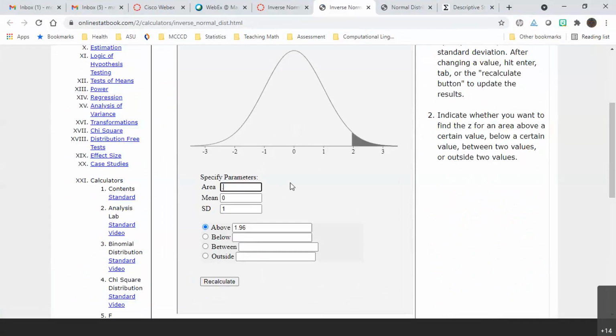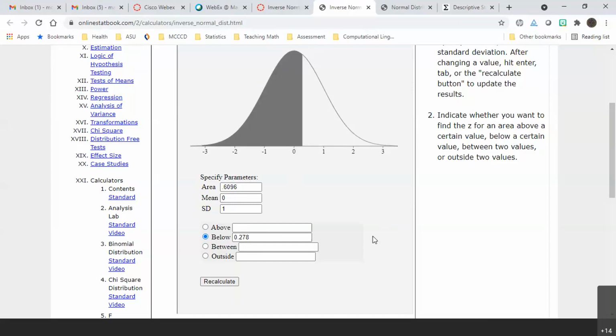I want an area of .6096 with a mean of 0 and a standard deviation of 1. And I want the area that's below that. Okay, so I click below and it gives me 0.278. So this is the z-score, 0.278. And here's the 60.96% of the area. And you can see that's definitely more than half the area under the curve.